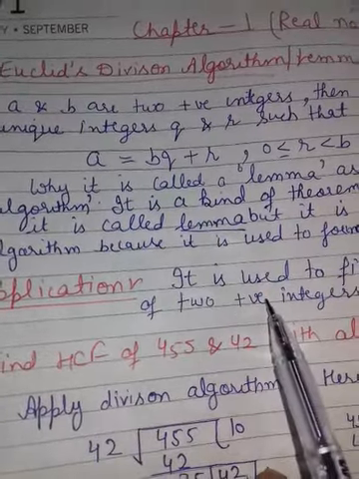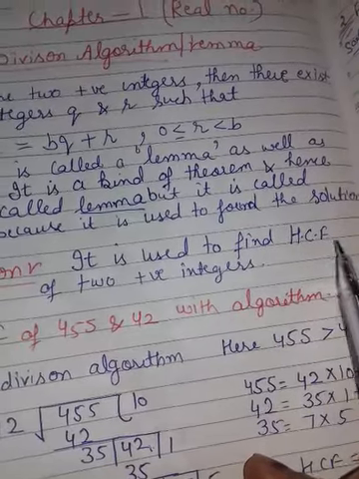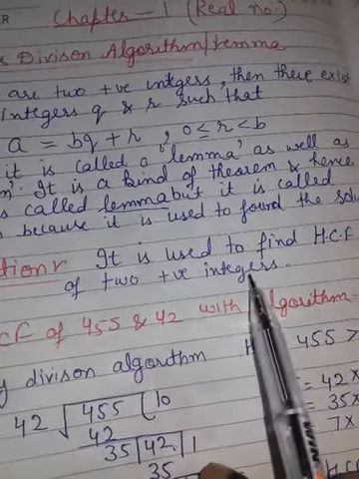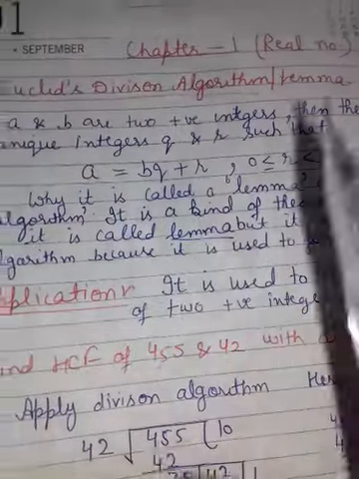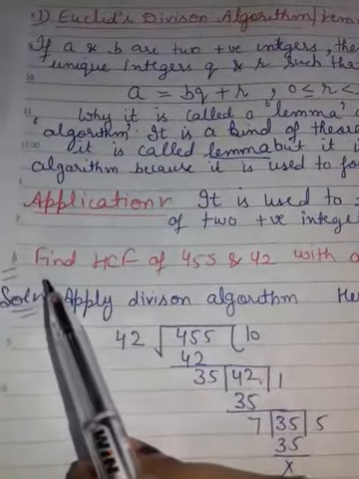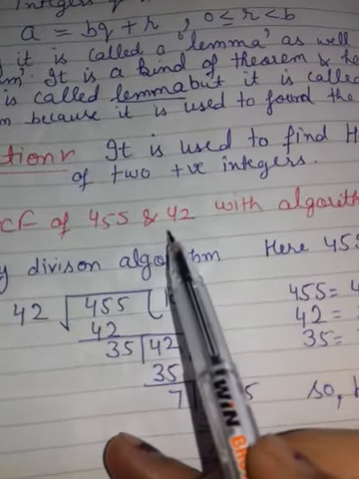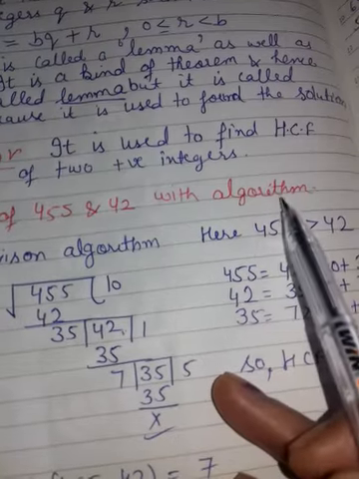Now application. Why are we applying the algorithm? It is used to find the HCF. HCF means highest common factor of two positive integers. We are using the algorithm to find the HCF of two numbers. Now let us discuss: find HCF of 455 and 42 with the algorithm.